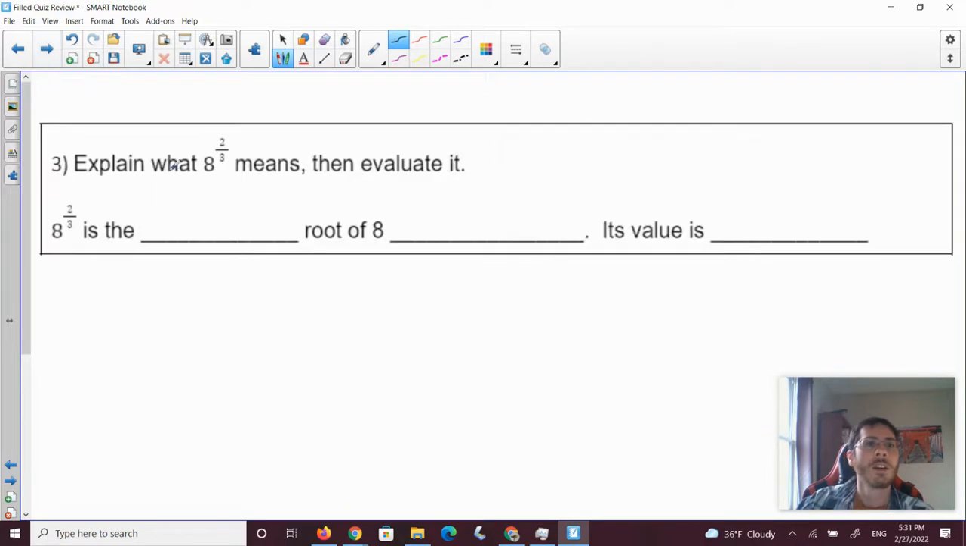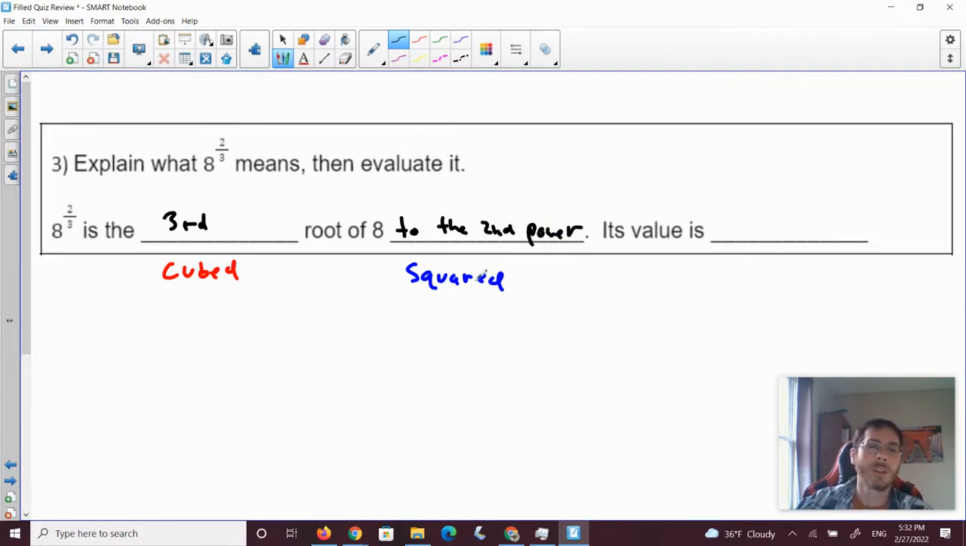All right. So for number 3, explain what 8 to the 2/3 power means and evaluate it. So 8 to the 2/3 power is the cube root or the third root. If you want to use an ordinal number, you could say third. If you want to use the vocab, you could say cube root of 8. And then what you're going to do is square it. So you're doing this one first, and then you want to square it afterwards. Again, if we're using the vocab words, we would say squared. If we want to use an ordinal number, we could say to the second power.